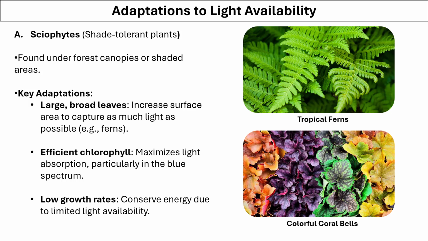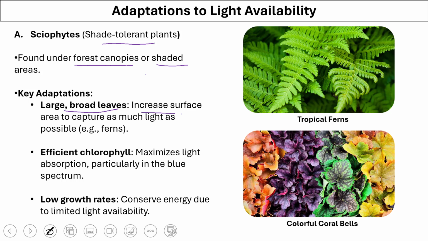The plants that grow in shade-tolerant conditions are called the xerophytes. These plants are found under the forest canopies and in the shade areas. The main adaptations are large and broad leaves, which increases the surface area to capture maximum amount of light that is available, because they do not have much exposure to light. They are growing in shade.